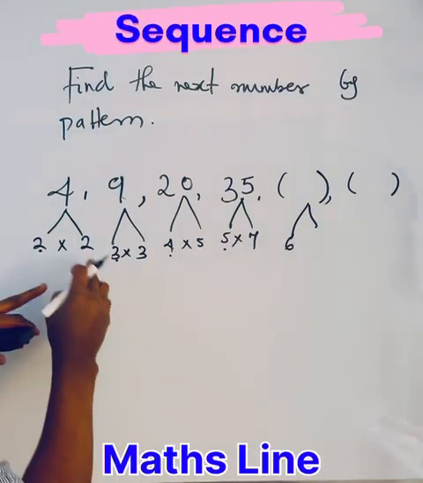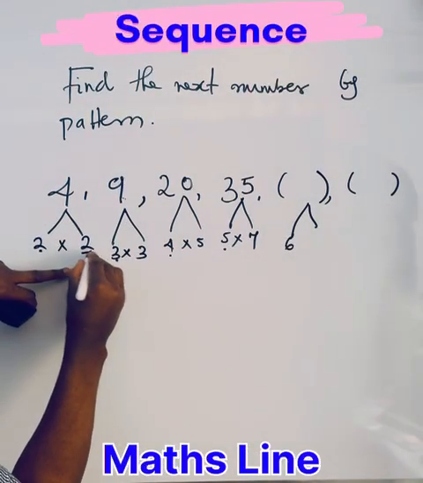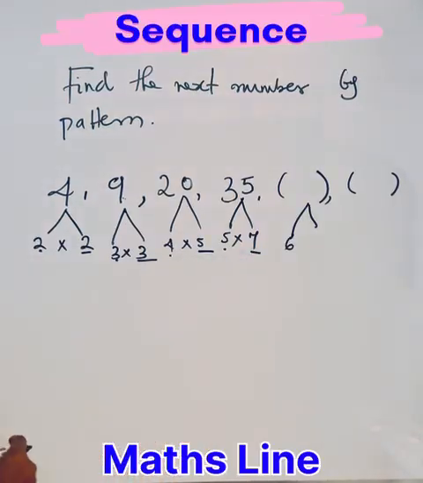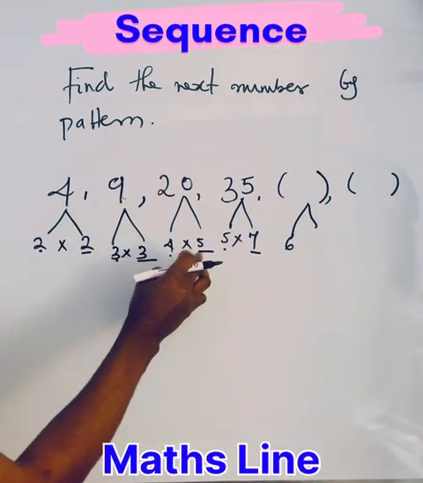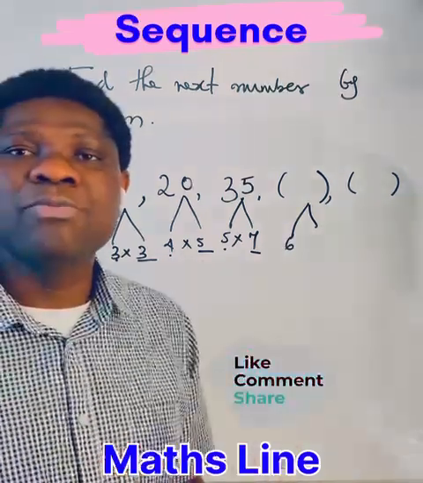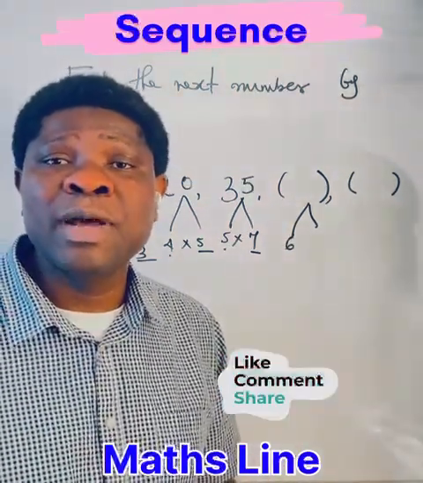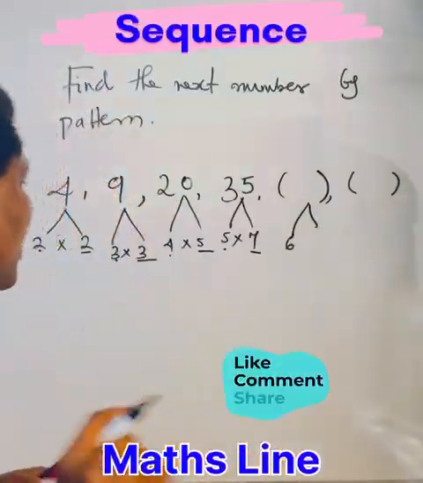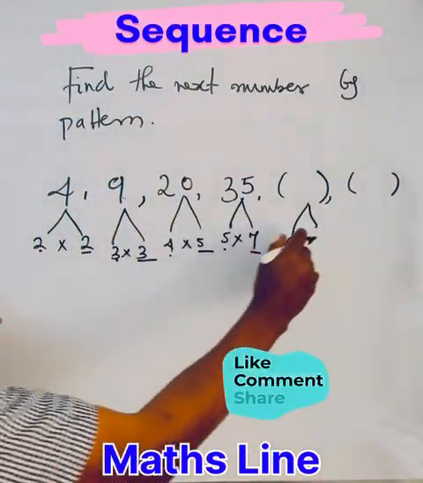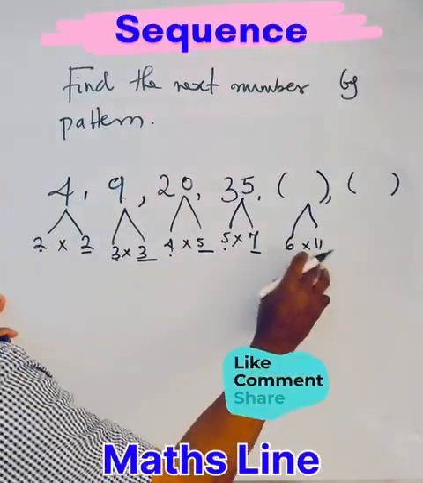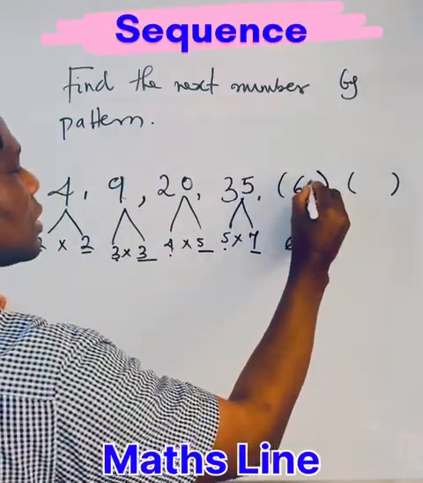So now let us look at the pattern that we're following. We have 2, 3, 5, and 7. What does this tell you? When you see 2, 3, 5, and 7, this shows you that we're dealing with prime numbers. And what is a prime number? A prime number is a number that can divide itself and 1. So if we're following that pattern, the next prime number here is going to be 11. And if we multiply this together, this will give us 66.